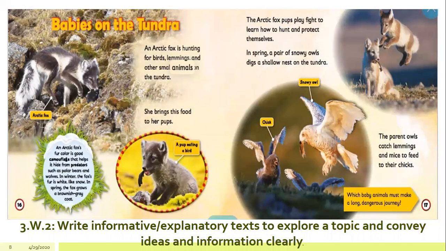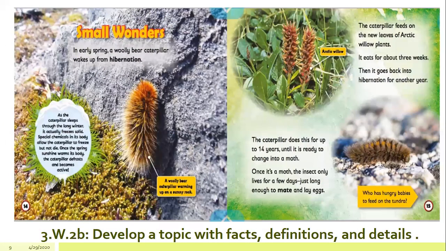And here we have another 2-page example for the answers. These are the babies that are born on the tundra in the spring. Look at all that different information. And the order in which you read that doesn't make a difference. That also is a great way to hook your reader on that page, because they can choose to read where their interest lies. Which baby animals must make a long, dangerous journey? To find that answer, we have to go to the next page.